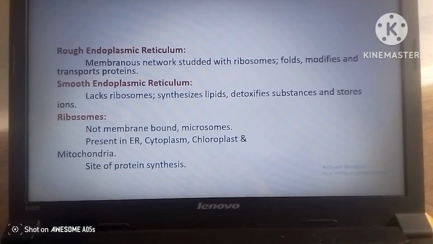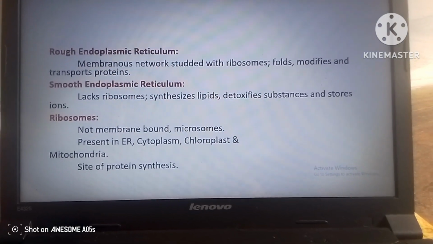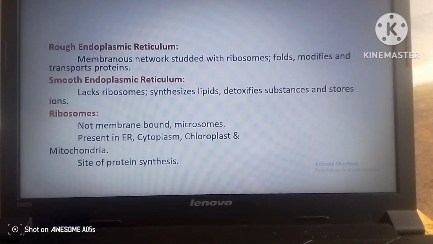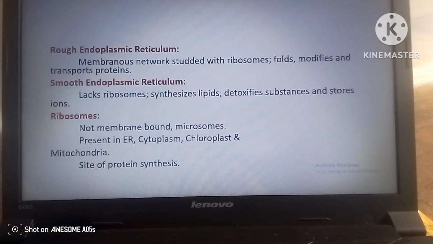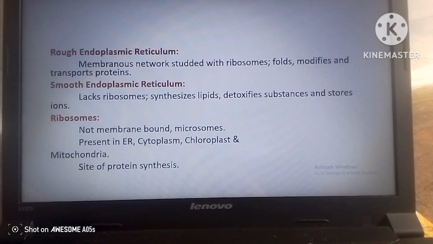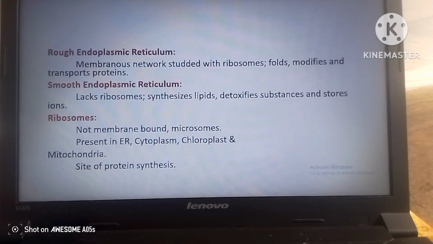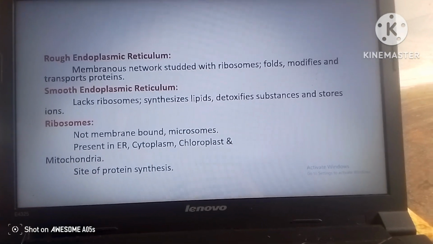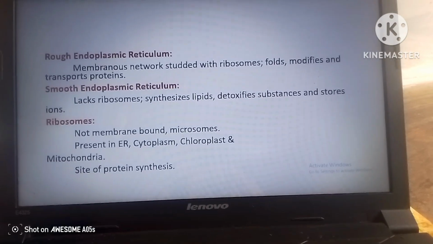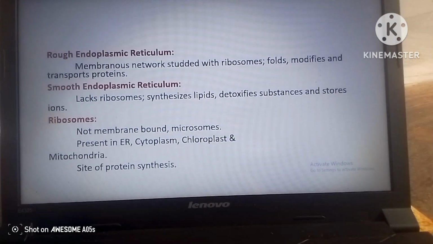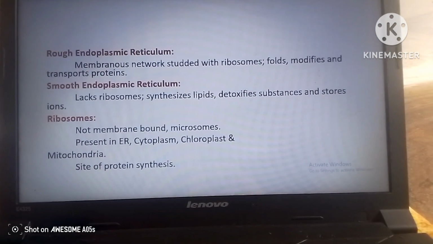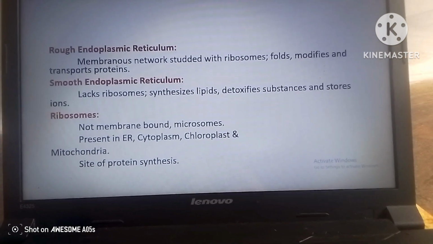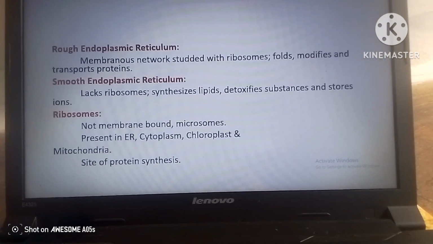Endoplasmic reticulum. There are two types of endoplasmic reticulum, smooth endoplasmic reticulum and rough endoplasmic reticulum. The difference between these two types is that smooth endoplasmic reticulum lacks ribosomes and rough endoplasmic reticulum has ribosomes. And the ribosomes fold, modify and transport proteins. Smooth endoplasmic reticulum synthesizes lipids, detoxifies substances and stores ions.